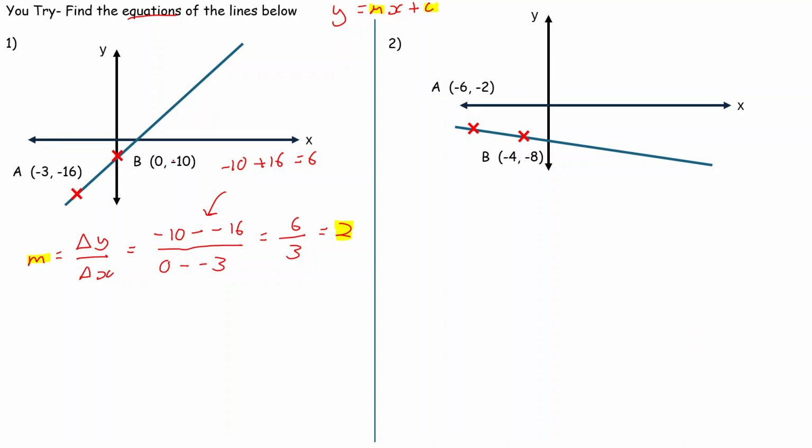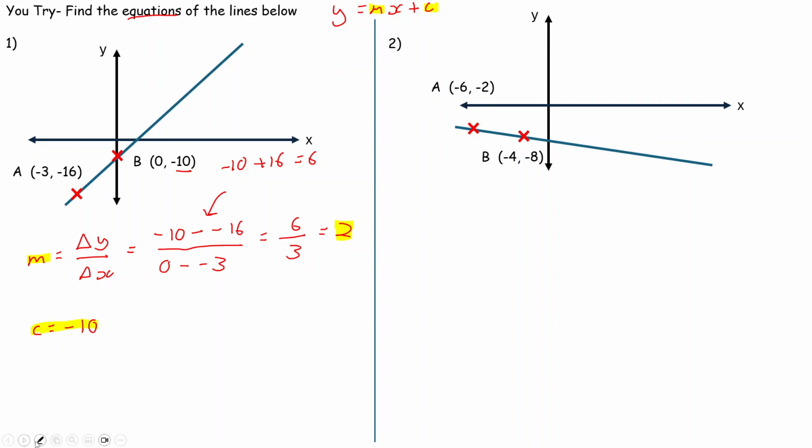And this one is easier to do because it tells me exactly where it passes through the y-axis, because I'm given a coordinate where my x coordinate is 0. So 0 across and minus 10 down. So my c value is just going to be equal to this y coordinate here, negative 10. Good, so I've now got my c value, which is equal to minus 10.